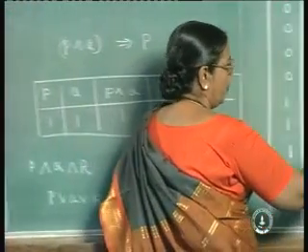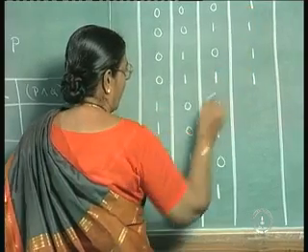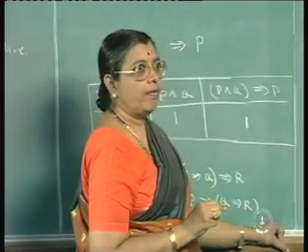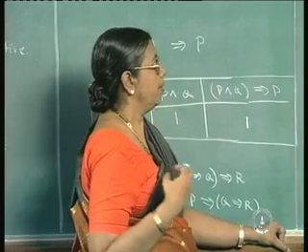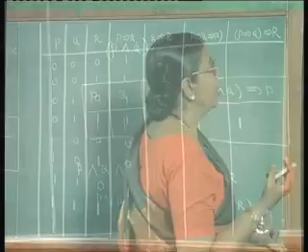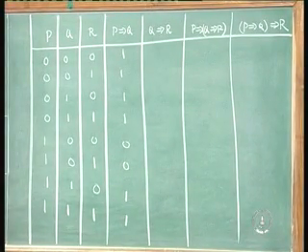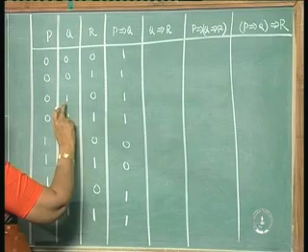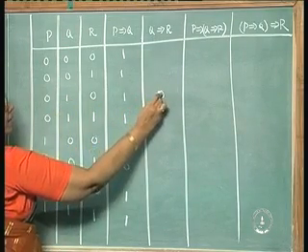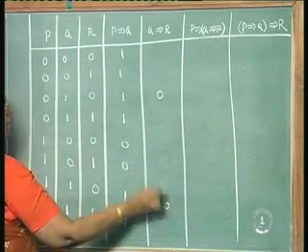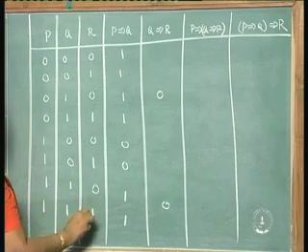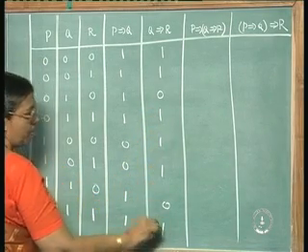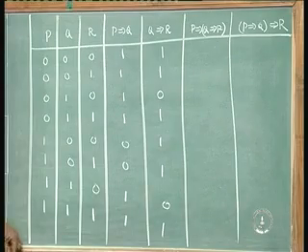When is P implies Q true? In these cases it will be true, and in these two cases it will be false. When will Q implies R be true? Or when will it be false? When Q is true and R is false, it will be false. In other cases, it will be true. So, writing down the truth value in this column, you find that when Q is true and R is false, this is false. But when Q is false, or when R is true, this will be true.